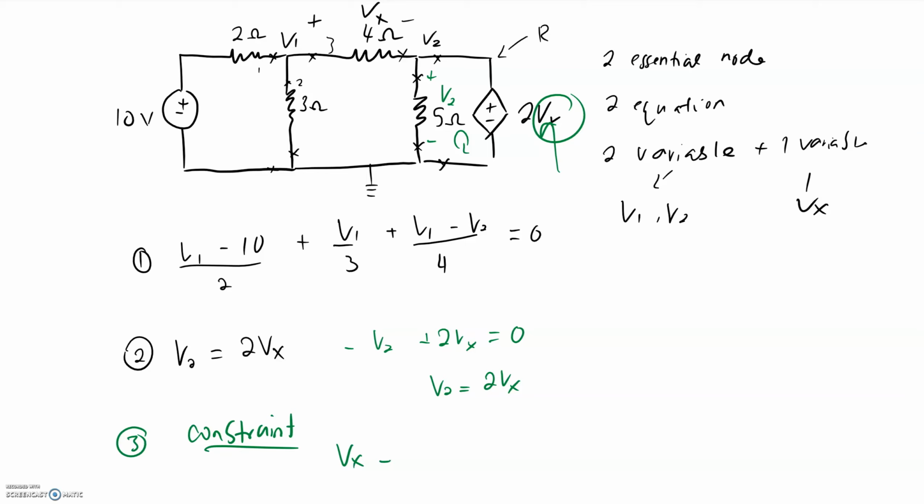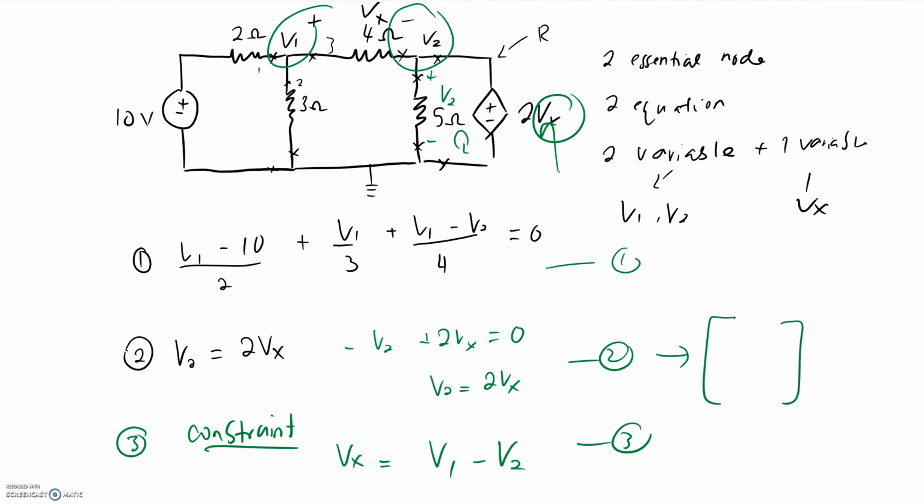Vx is equal to V at positive minus V at negative. So V1 minus V2. Okay, now you rearrange these equations and then put them into matrix form. Then you can find V1, V2, Vx. That's all.